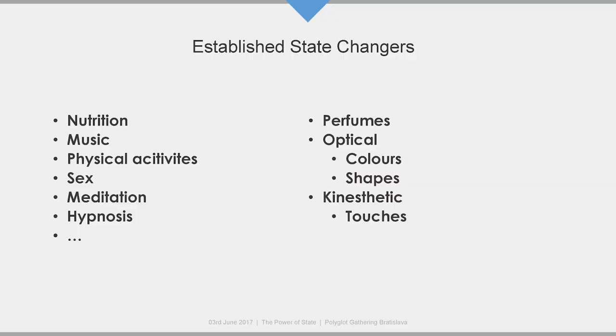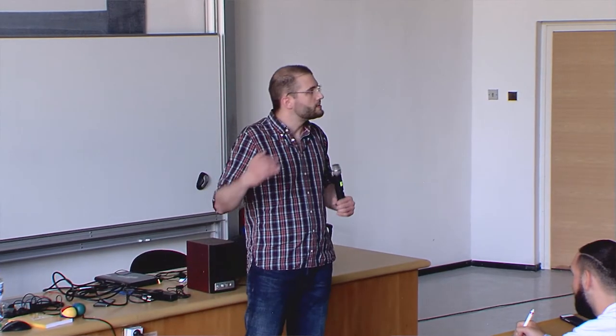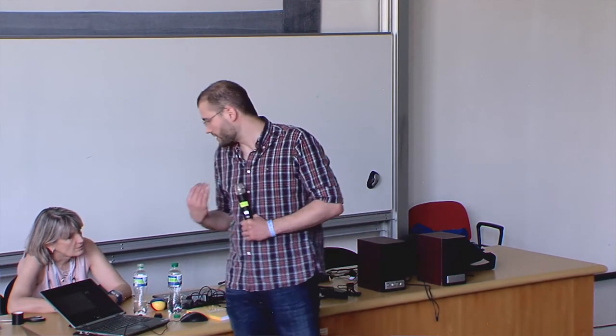Now, what are established state changers that we use as human beings in everyday life? Very classical ones include nutrition, music. So I'm sure if somebody listens to a relaxing piece of a Mozart sonata or some meditation music, this person will probably have a different state than after listening to heavy metal for half an hour. Other state changers include meditation, hypnosis. We are also triggered to some extent by optical appearances, especially men sometimes, kinesthetic touches, and so on. Now, some of them are in the short run, some of them are in the medium run, but the question is, which of them can we use to our own better performance?